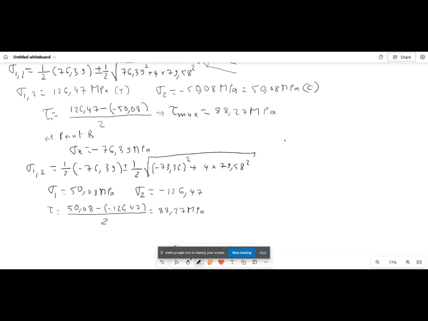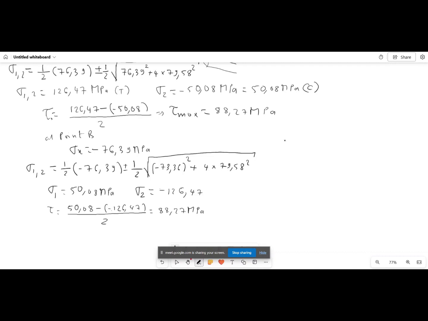Like what you asked in the beginning, what's going to happen at point B? At point B, you can see the direct stress is negative, but at the end they are both feeling the same maximum stress.